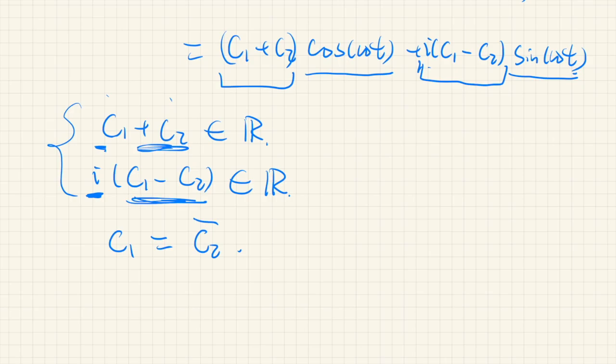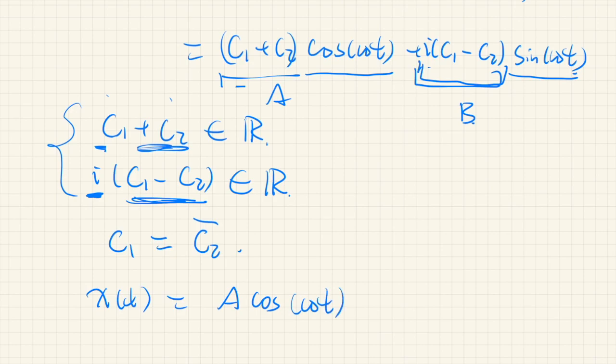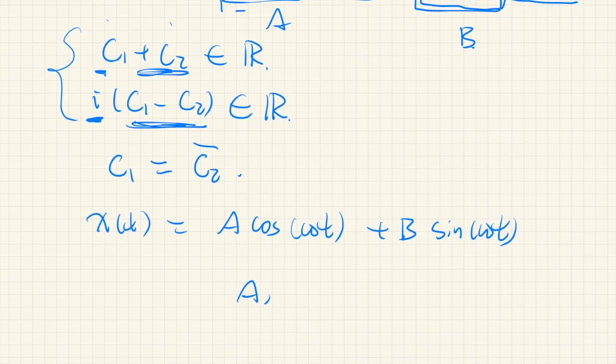So now we just define this as A, let's say, and this as B. Then we have x of t equal to A cosine omega t plus B sine omega t, where A and B are real numbers. Now everything is real and we are satisfied. Here's another example.